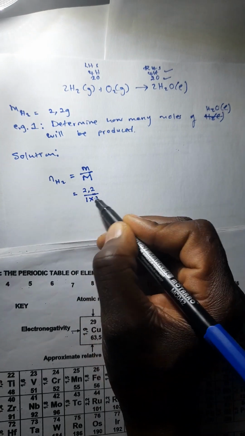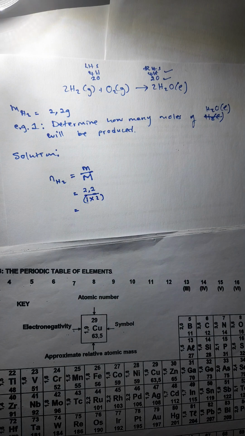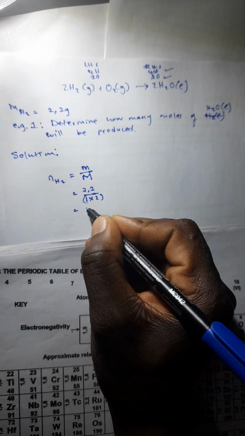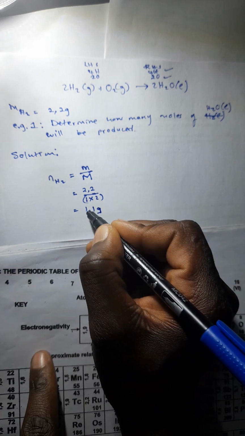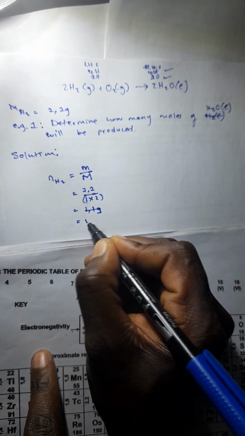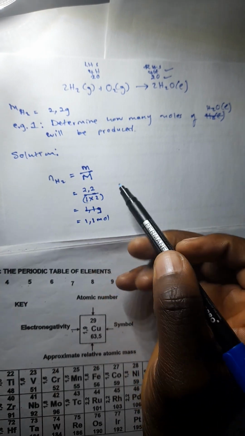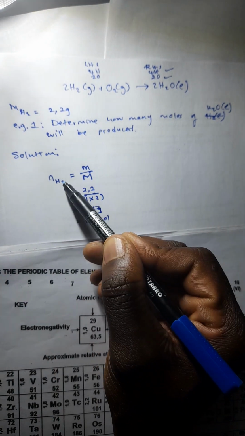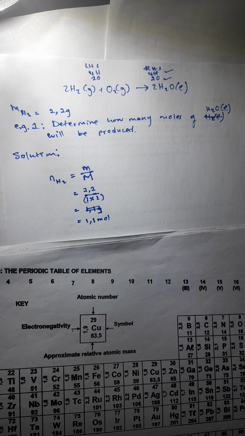2. And therefore what are you going to get now? You're going to say 2.2 over 2, you are going to get 1.1. So it's 1.1 grams. Oh, not at all, sorry about that, 1.1 mole. Remember, we are looking for moles here, number of moles. So the number of moles of hydrogen gas is 1.1.